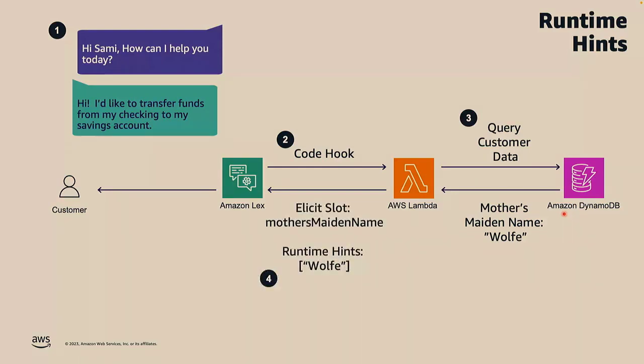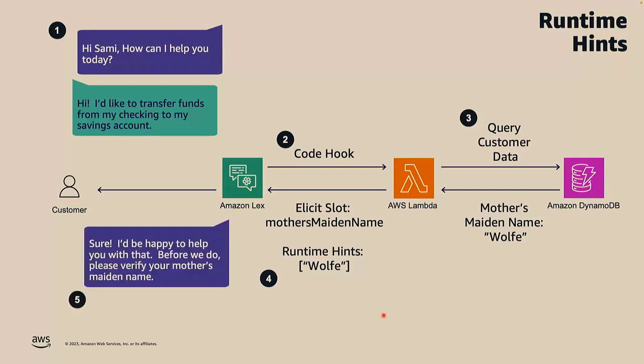And then our Lambda function is going to, in our response payload, have the slot to elicit and the runtime hints associated with that. And then we go back to the customer and say, sure, I'd be happy to help you with that. Before you do, can you please verify your mother's maiden name? They'll say wolf. We'll recognize it with the E at the end. We'll validate that in the back end. We'll see that it matches, and we're going to allow that transaction to go through.